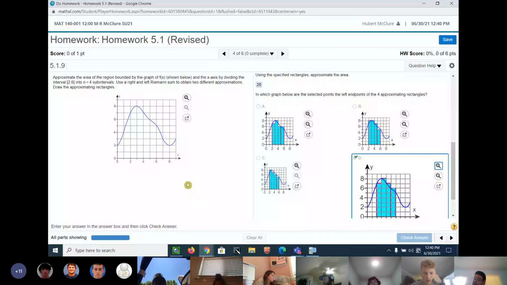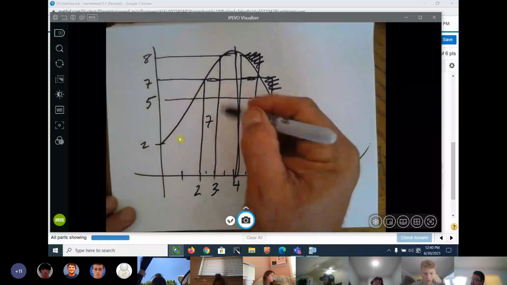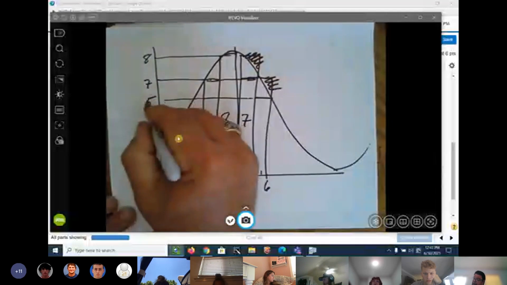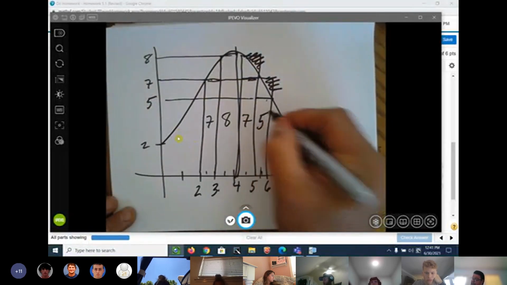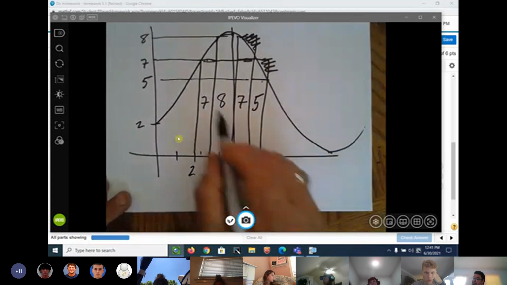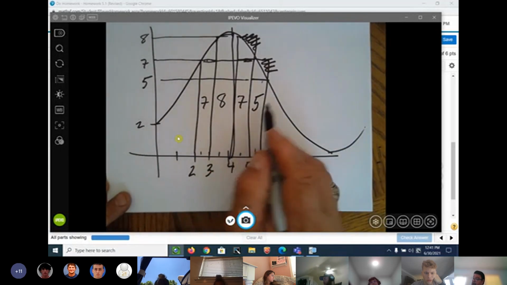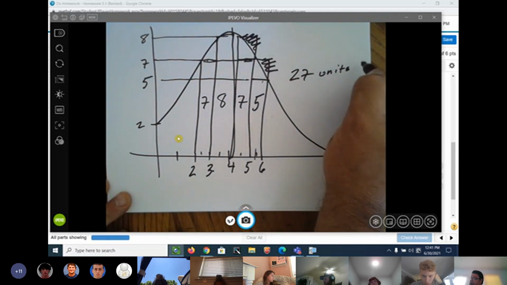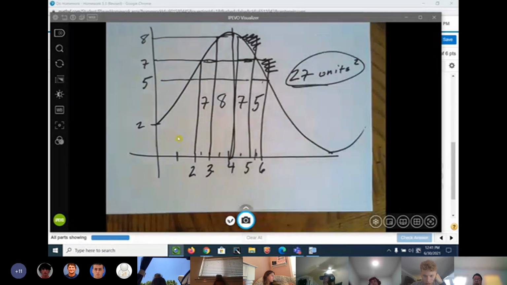Okay, so the first one is 7 times 1, that's 7. The second one is 1 times 8 is 8. The third one is 7, and the fourth one is 5. And 7 plus 8 is 15, 27. So by using Riemann's left and right, you get within 1 square unit of each other. And that's left and right.